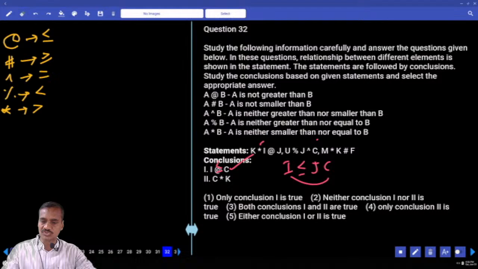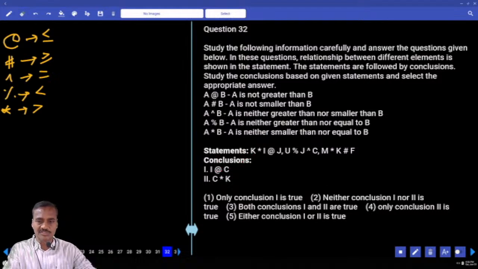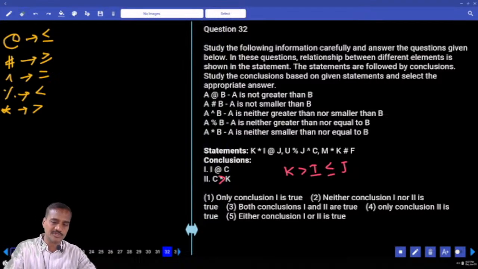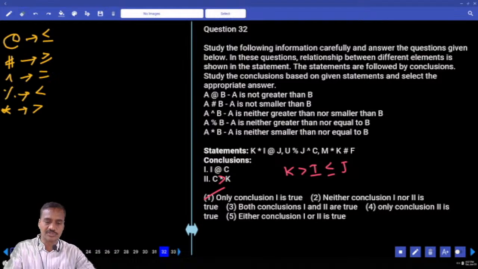The next one, C star. Star stands for C greater than K. Here K, here C. And which element is common? J. Tell me K2. K star and K greater than I. I at the rate of and I lesser than or equals to J. Then J2 say the opposite symbol. Then what is your answer? Only one. Only one, choice 1, question 32.